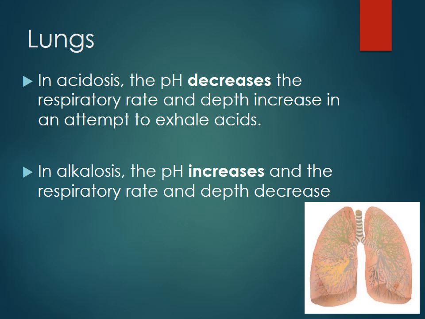So the lungs' way of helping us maintain this homeostasis is: in acidosis, the pH decreases and the respiratory rate increases in an attempt to blow off the acid, which is carbonic acid. And in alkalosis, the pH increases and the respiratory rate decreases in order to hold on, because we're blowing off too much CO2. This system usually takes a couple of minutes to kick in.